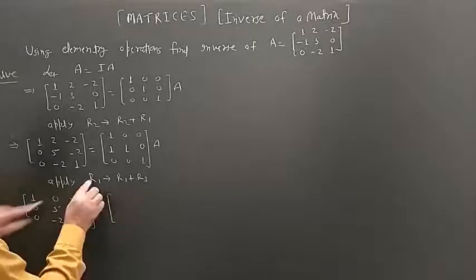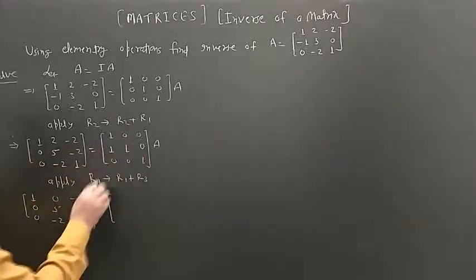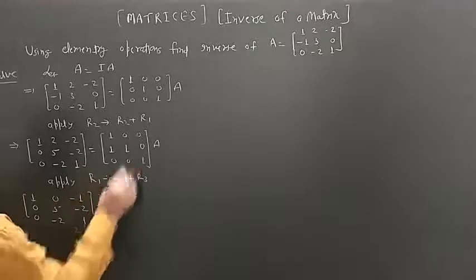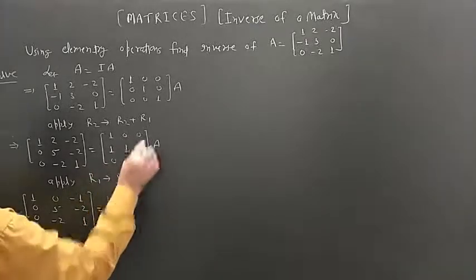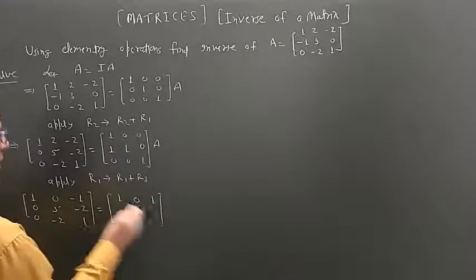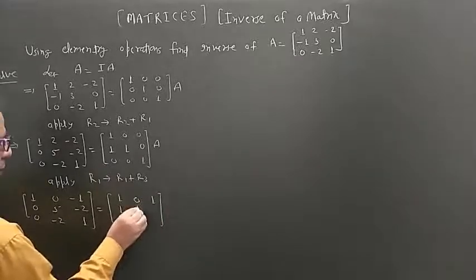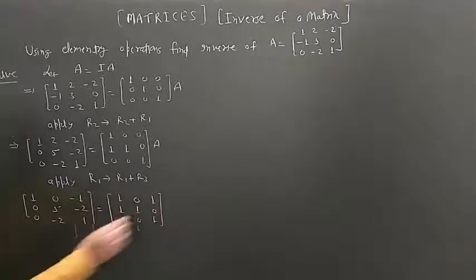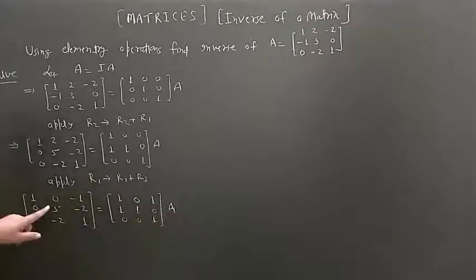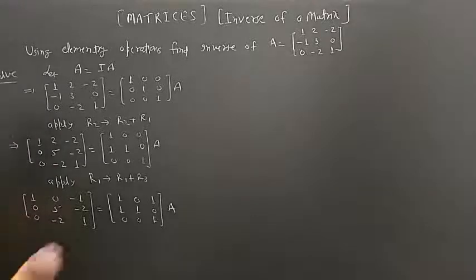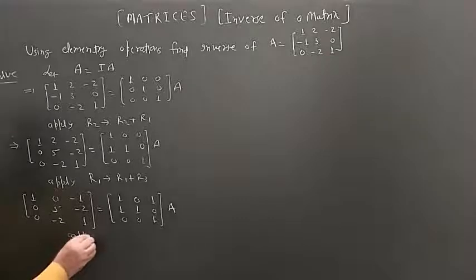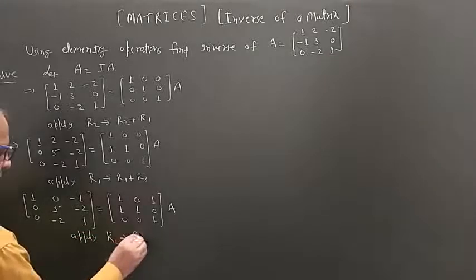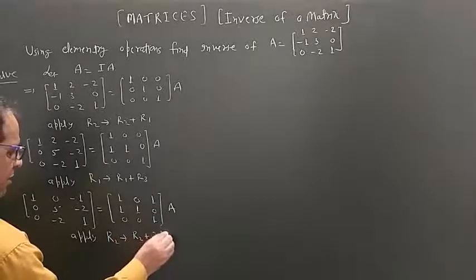Similarly, apply this process here again. So in first 1 0 become 1 0 0 0 0 1 1. Second and third row remain same 1 1 0 0 0 1. Here. Now we want to convert this and we want to this element 1. So apply R2 replaced by R2 plus 2R3.